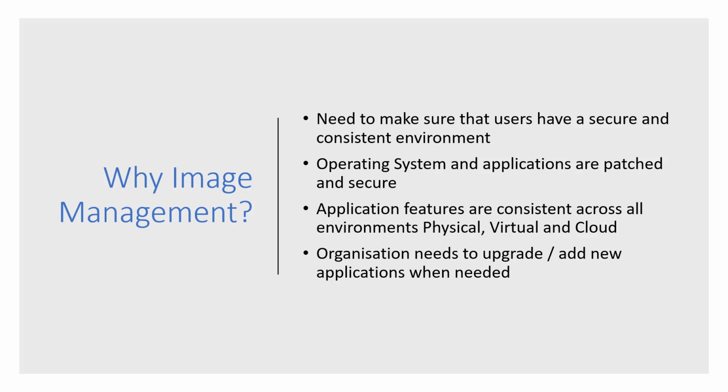We definitely need to make sure that things are secure. So both the OS and the applications need to be patched. And we need to make sure that application versions, which applications we're using for different jobs, are consistent across all those environments we just spoke about before. It also needs to be agile. So organizations need to be able to both upgrade applications to add new features and to add or replace applications when needed. And all of this needs to happen in a short amount of time during maintenance windows and needs to be perfect.